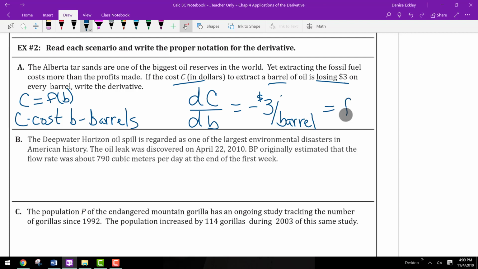And you can also put that as our F prime of C. So however you want to write that, but this is the best way, right there.